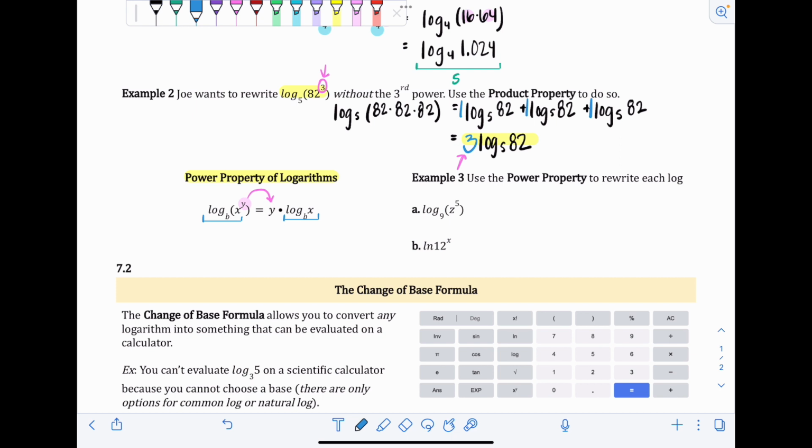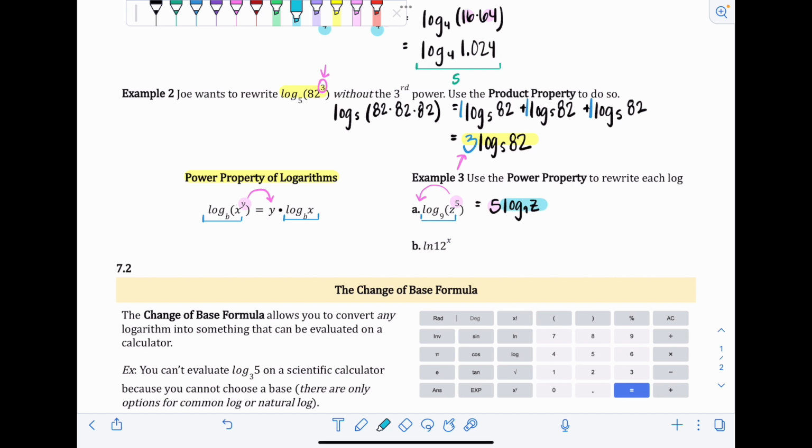Okay, so example 3, use the power property to rewrite each log. In A, it's log base 9 of z to the 5th power. In this case, my exponent is 5. That's going to get brought to the front and rewritten as a coefficient. So this would be 5, and then the rest of the log would stay exactly the same. So it'd be log base 9 of z after that. So 5 times log base 9 of z for that one.